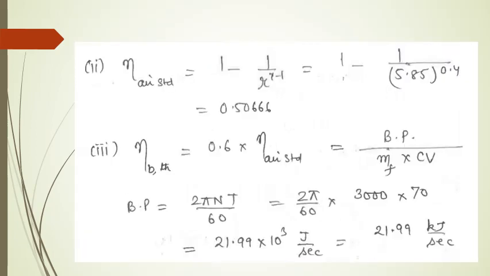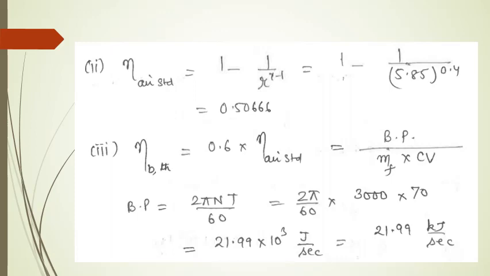Now, as we have the value of compression ratio, we can find out the value of air standard efficiency with the help of the formula 1 minus 1 upon r raised to power gamma minus 1, and this value comes out to be 0.50666. Now the brake thermal efficiency has been given as 60% of the air standard efficiency, so its value can be computed with the help of this value.